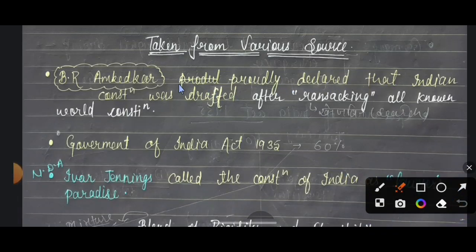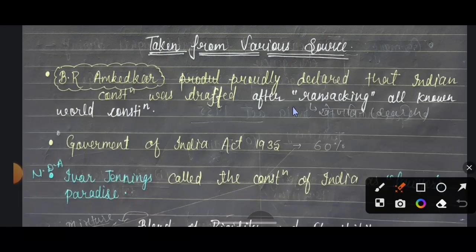Here it is written that B.R. Ambedkar proudly declared that the Indian Constitution was drafted after ransacking, which means searching, all world constitutions. It simply means that B.R. Ambedkar was feeling proud when he said that the Indian Constitution is made by searching the various constitutions of the world. This is the simple meaning of this statement.